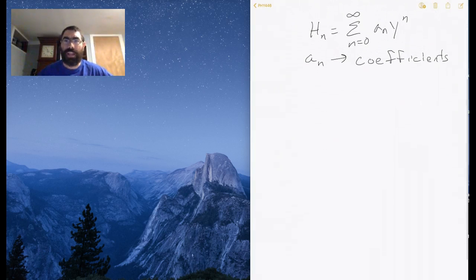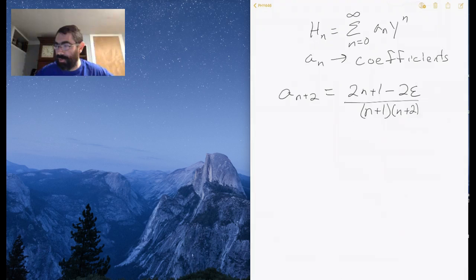So as we worked through in class, we came up with a recursion relationship where the coefficient with an index n plus 2 was equal to 2 times n plus 1 minus 2 epsilon, divided by n plus 1 times n plus 2, all of that multiplied by, I'm sorry, not a sub 0, but a sub n.